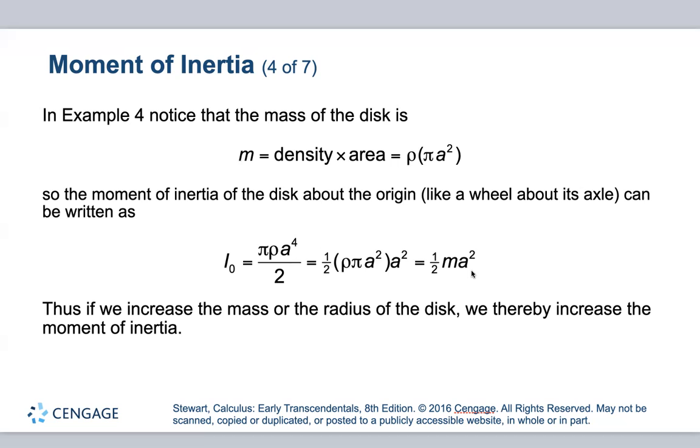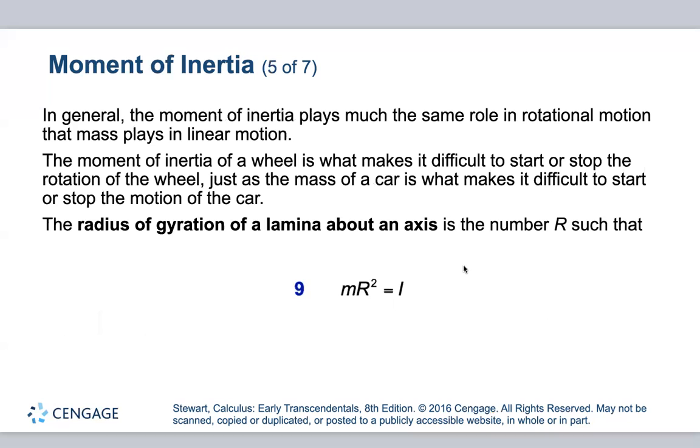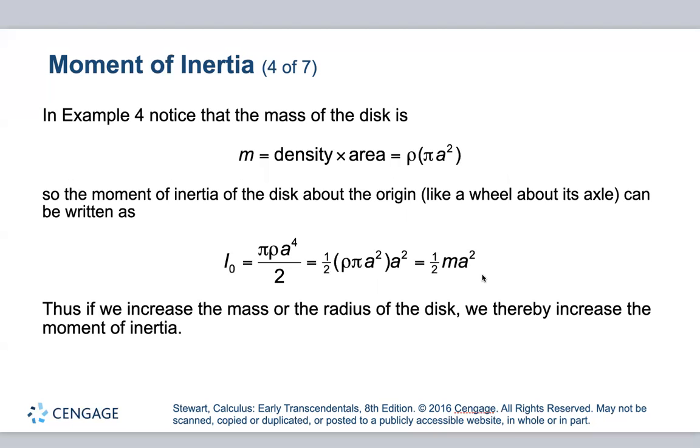So what does that say? That says for a homogeneous wheel, if you like, the moment of inertia increases like the first power of the mass, but the square of the radius. If you increase either the mass or the radius, then you increase the moment of inertia. Okay. I'm not going to go on to radius of gyration.